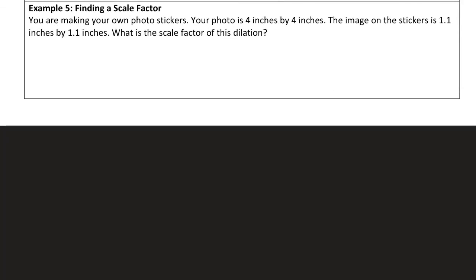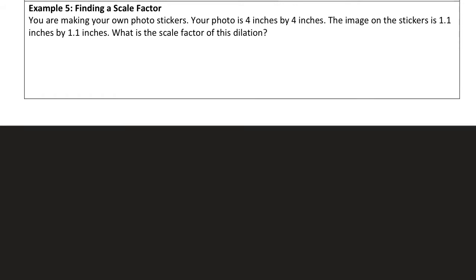Okay, so for these last couple examples, we're just going to work on finding a scale factor. Usually when you enlarge pictures or change the size of pictures, you're dealing with scale factors. You're dealing with dilations.